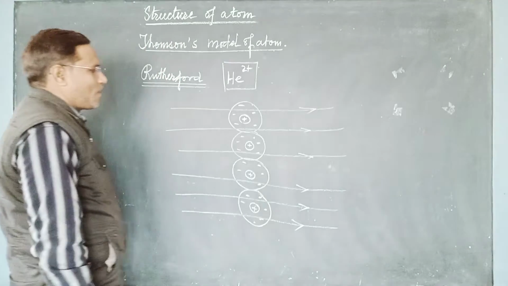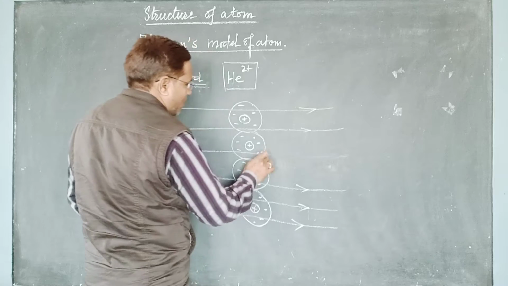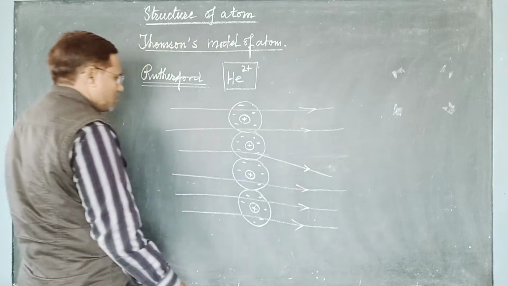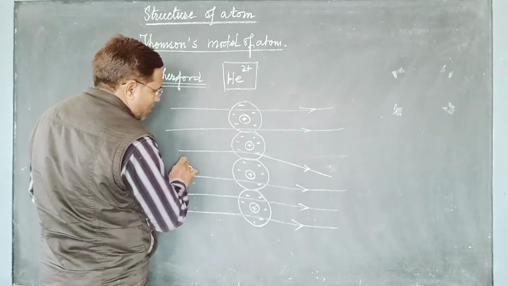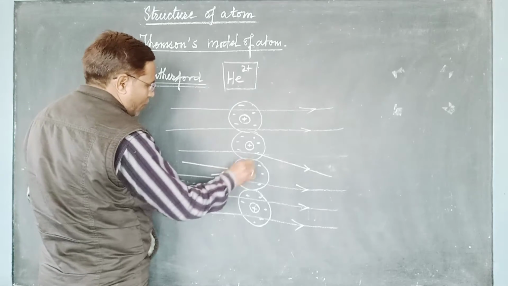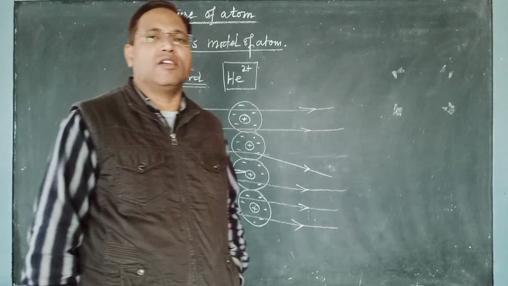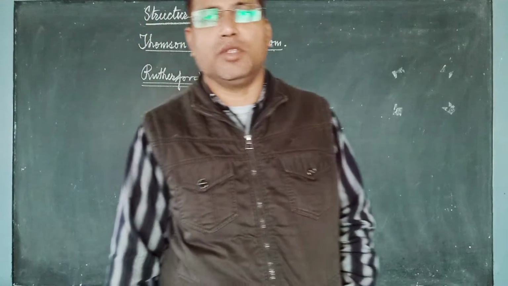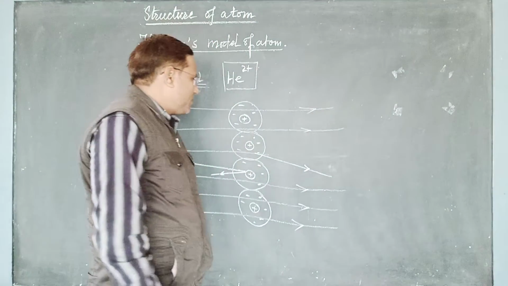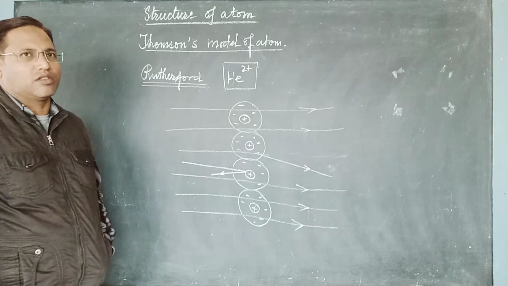What else did he observe? That a few of the alpha particles bent with large angles, and out of 1200, one of them turned back towards the same side from which it was coming. So after observing this, Rutherford gave his conclusion.